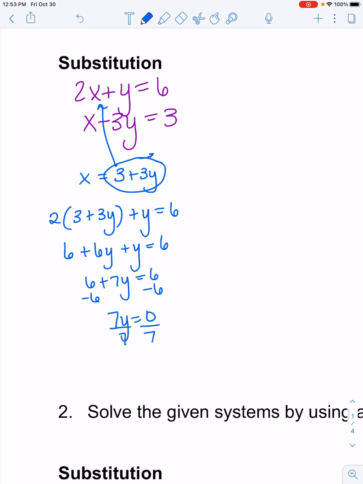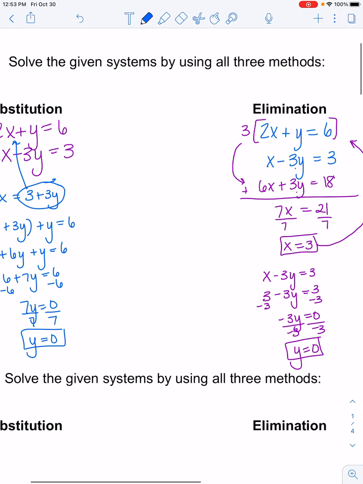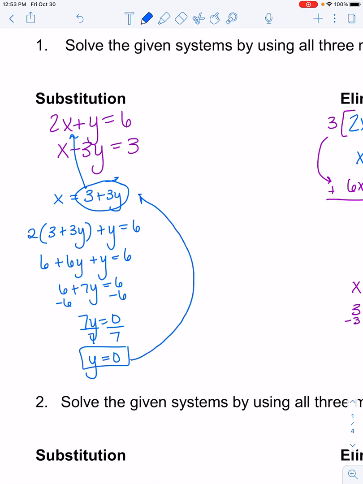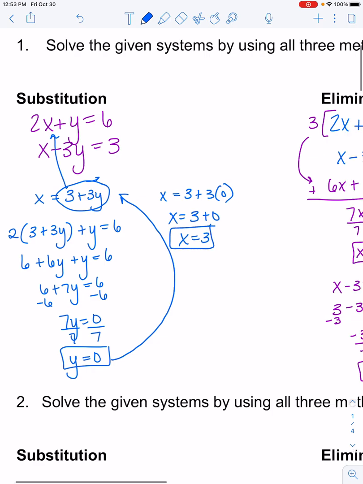And I do get that y is equal to 0, which matches what I got y is equal to over here. Then again, just like before, I need to plug it back in to ensure that I get the same x. So I'll just use that equation right there. x equals 3 plus 3y, but now I know that y is 0. So x equals 3 plus 0, so x has to equal 3.